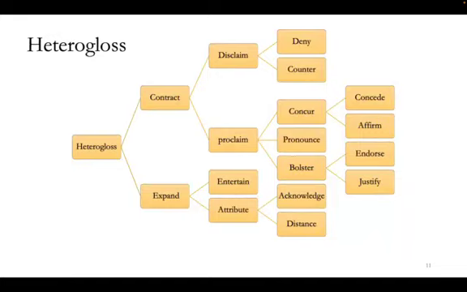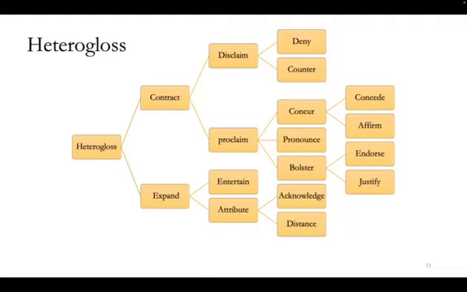Heteroglossic resources are more detailed than monoglossic resources. We have two main subsystems, which are contract and expand. In contract, the dialogue is closed down, so other voices are presented, but there is no room for discussion. In expand, the space for dialogic interaction is widened, or opened up. Contract resources can either be disclaim or proclaim. Expand can either be entertain or acknowledge.